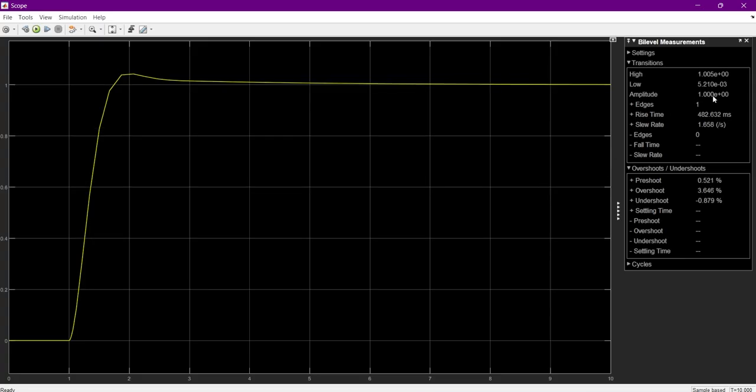Now, yeah, that's very nice. The amplitude of the system is totally 1, which is a very, very nice amplitude. It's totally what we want from the system. And the rise time of the system is less than half a second. The overshoot is less than 5% of the reference. This is a very nice system that we are having right now. It's almost a perfect system. Using a PID controller, we were able to achieve such a system.